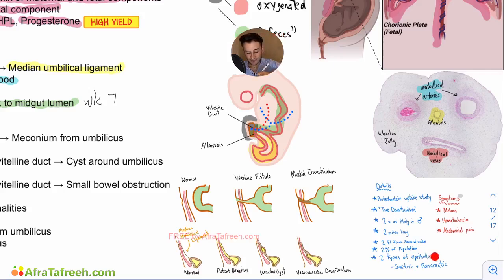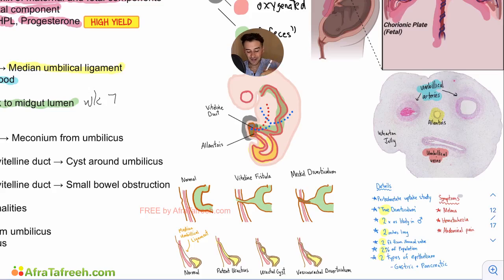And then there are going to be 2 types of epithelium usually, which are going to be gastric and pancreatic most often when it comes to answer choices. So I want to give you guys this rule of 2s, I like to call it, because it's a true diverticulum, which rhymes with 2, and then we have 2, 2, 2, 2, 2 all the way down. So you have to know all these things about Meckel's diverticulum because they will ask about it on test day.